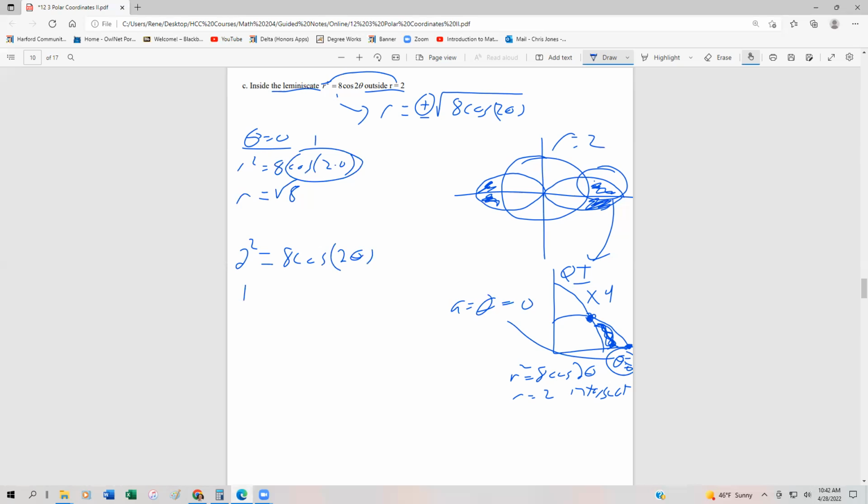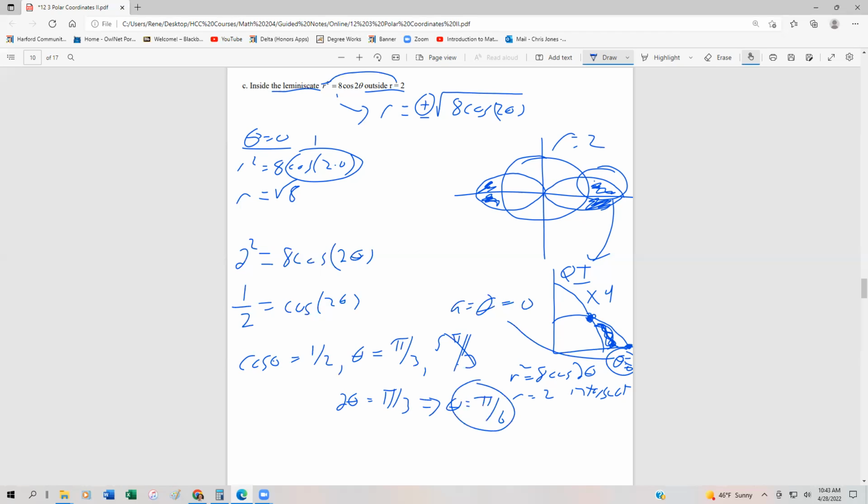Or in other words, 1/2 equals cos 2 theta, by dividing both sides by 8. We know that the cosine of theta equals 1/2 when theta is equal to pi thirds, or 5 pi thirds, but we're not going to worry about that one. And so 2 theta equals pi thirds would imply that the angle is theta equals pi sixths, by dividing both sides by 2.